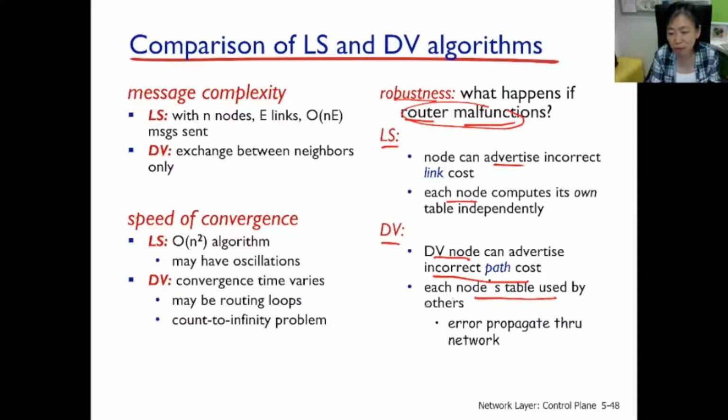Each node's distance vector is going to be used by others. This error is going to propagate out throughout the network, and it might take a long time for the network to recover to the correct cost. Taking a long time and not very predictable. So in terms of robustness, link state here is still winning by a neck.